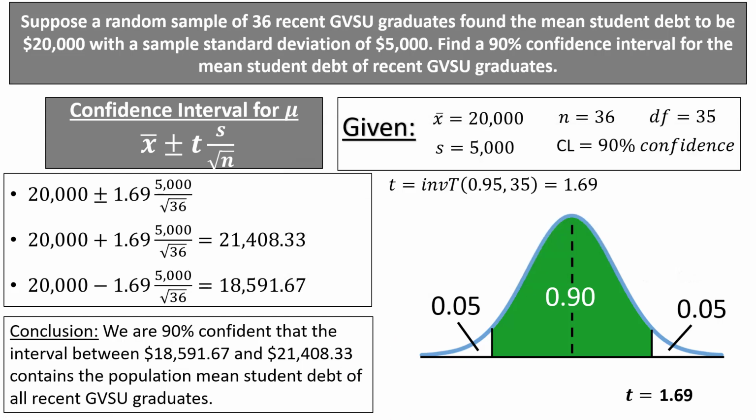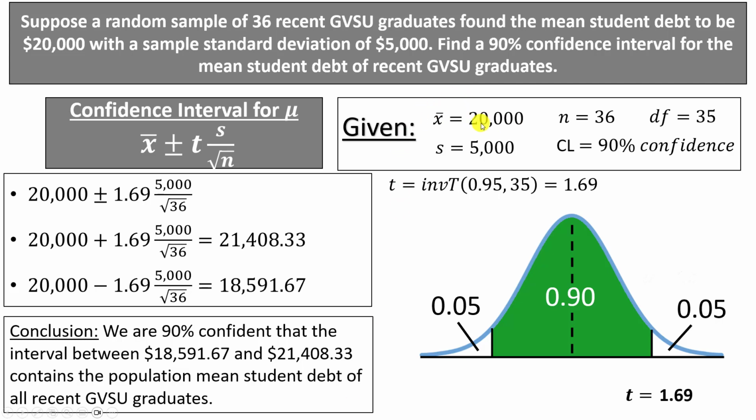Now, let's take a step back and discuss the purpose of this problem. The goal was to estimate the population mean student debt of all recent Grand Valley graduates. To find that value exactly, we would have to have a census of all recent Grand Valley graduates, but most likely that's going to be pretty unrealistic. There are a lot of recent Grand Valley graduates. So instead, we have taken a sample of 36 of those recent Grand Valley graduates, and from that sample, we have found a sample mean of 20,000.